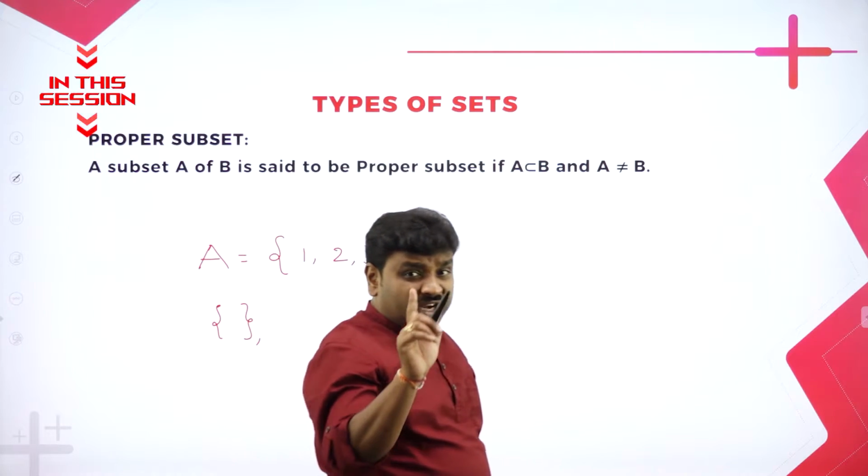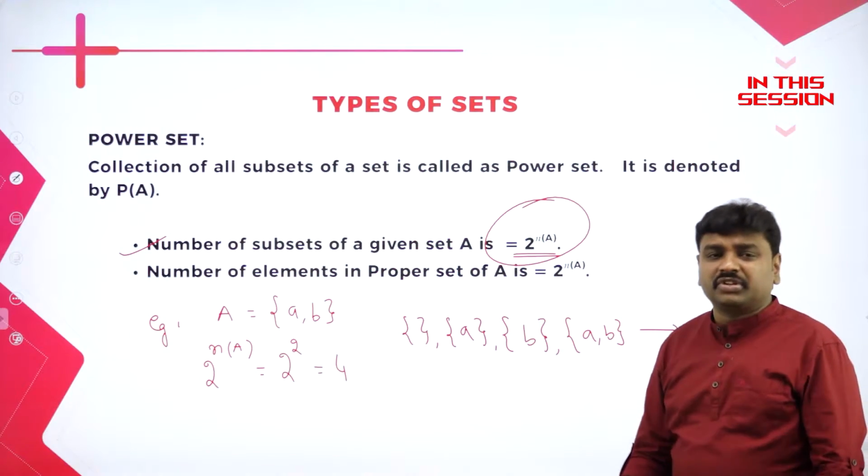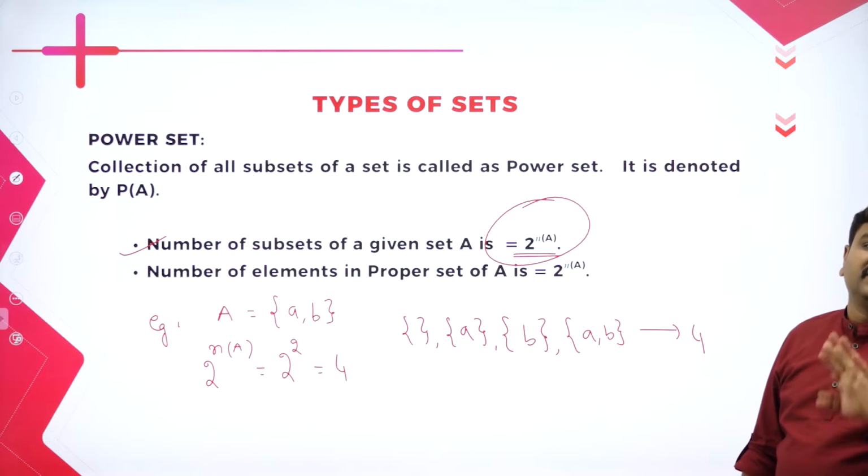What is a singleton? A set which contains one element is called a singleton. How many subsets are possible for a given set? 2 to the power of the number of elements in the set.